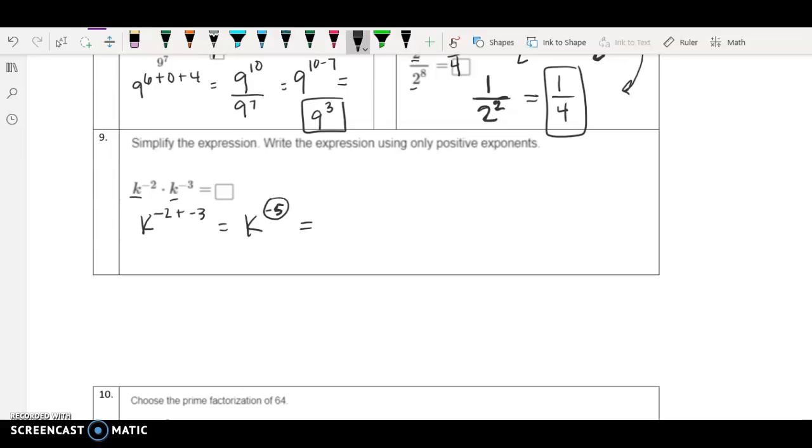And remember, we have a negative exponent, so we're going to flip it. So we have 1 over k to the 5th power. And this one told us to use positive exponents, which is what we did. So that's why 1 over k to the 5th power is our answer.